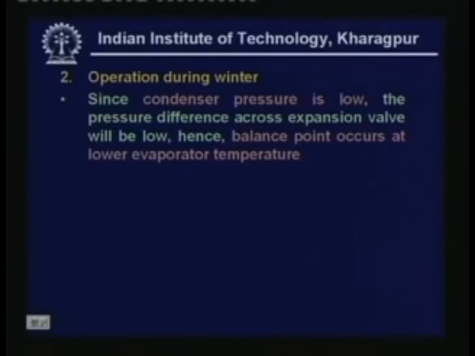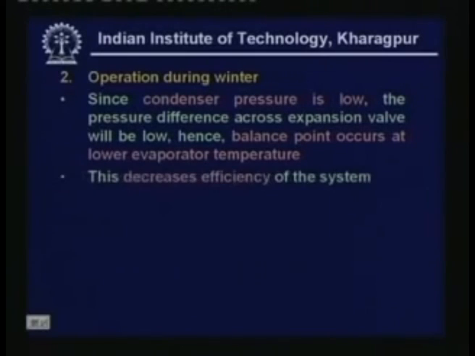Remember that for an expansion device, other than your electronic expansion device, the flow rate is proportional to flow area and also the pressure difference between the condenser and the evaporator. So during the winter, condenser pressure will be low because the heat rejection temperature will be low, so condenser pressure reduces. Once condenser pressure reduces, your pressure difference across the expansion device reduces. Once the pressure difference across the expansion device reduces, mass flow rate reduces. So the balance point will be established at a lower evaporator temperature, so that again the PC minus P, that is the pressure difference across the valve, is sufficient.